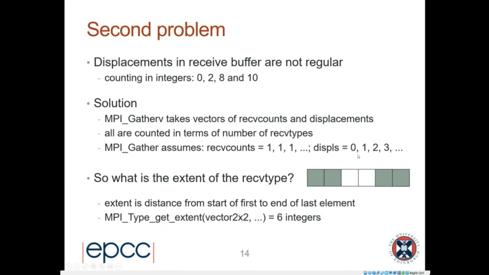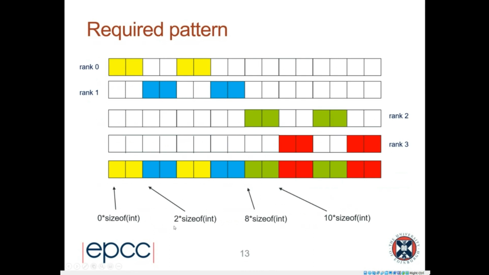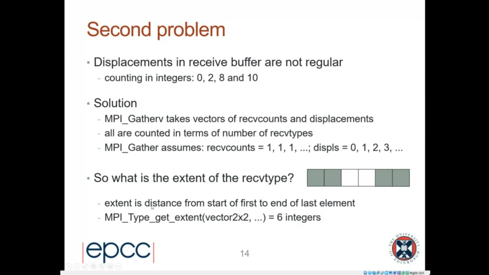MPI gather assumes the receive counts are 1, 1, 1, and the displacements are 0, 1, 2, and 3. We can specify different displacements. That allows us to specify the fact that the displacements here are not regular. They're 0, 2, 8, and 10. That's fine. The problem also, though, is: what is the extent of this object?